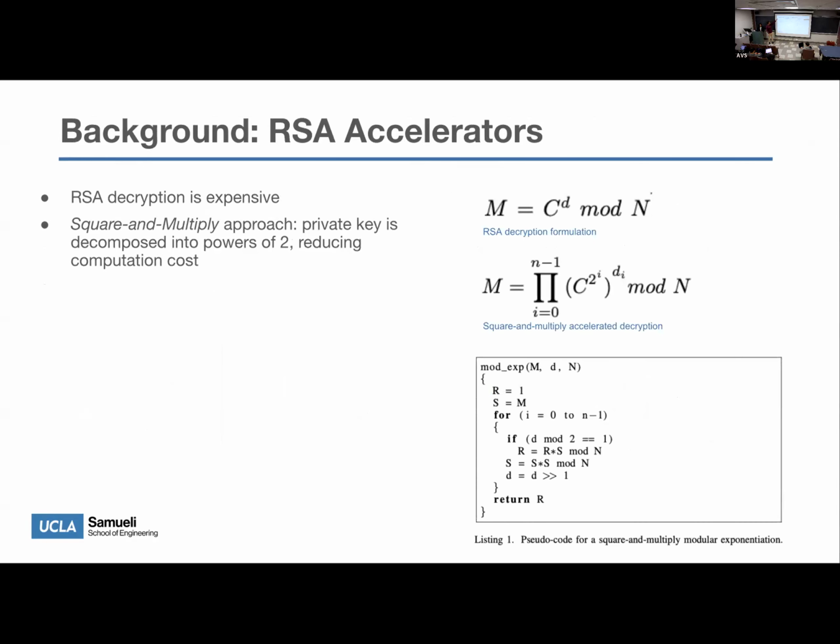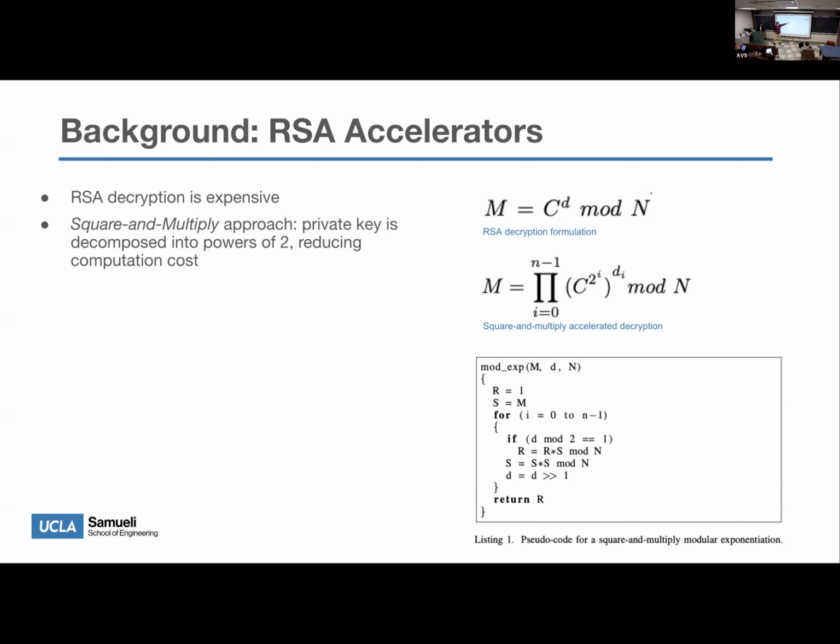Awesome. So as the last bit of background, I wanted to provide a bit of background on RSA accelerators. As we've learned, RSA decryption is expensive. And one possible avenue to decrease the computational cost is to use what's known as a square and multiply approach, where the private key is decomposed into powers of 2, to fit the binary system that it's in. And this can reduce computation costs. Coming from a more signal processing background, I liken it in some ways to how the fast Fourier transform also utilizes a base 2 system to speed up the calculation process.